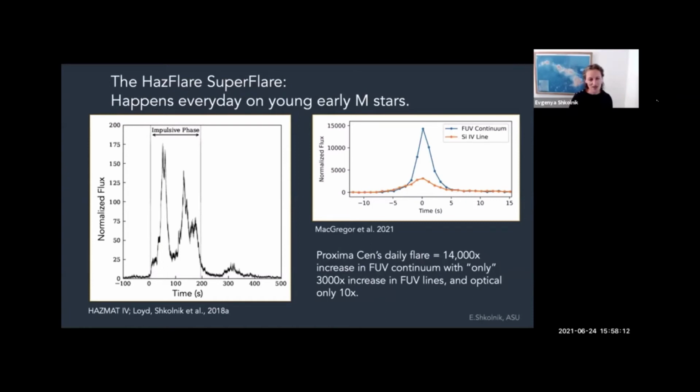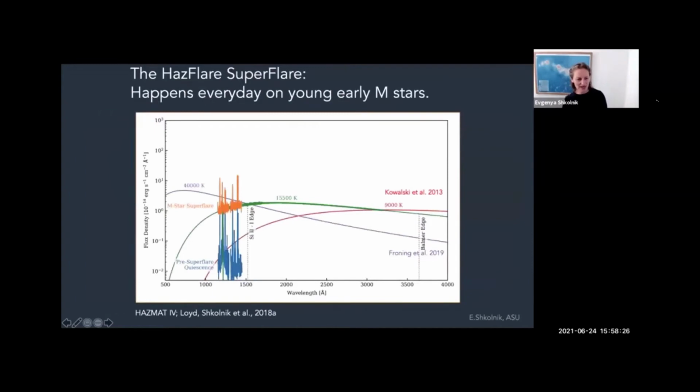So this should make you wonder, all those optical flares that we've been seeing from Kepler and K2 and TESS and the ground-based monitoring programs, if you see a flare in the optical, what's really going on in the UV? And this is something we're trying to get a handle on. It could be the black body continuum associated with the flare.